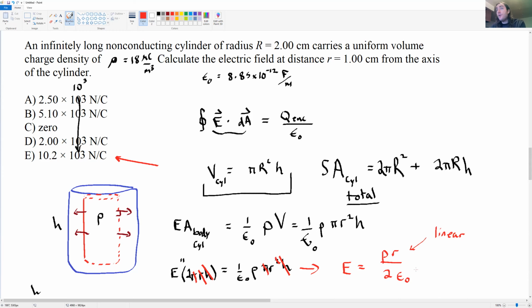Okay, so if we were to plug in the numbers here, and I'll save you the trouble, I'm not going to plug in the numbers, we'll just save some time. You do indeed see that the answer is going to be E equals 10.2 times 10 to the third newtons per coulomb, rounded to the appropriate number of sig figs, which is 3. I think in the original problem statement they said 18.0 there. So yeah. All right, we'll be back with the next question shortly.